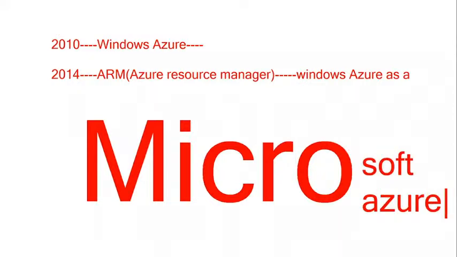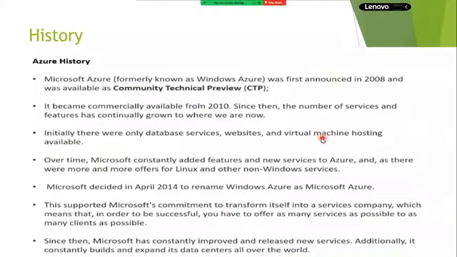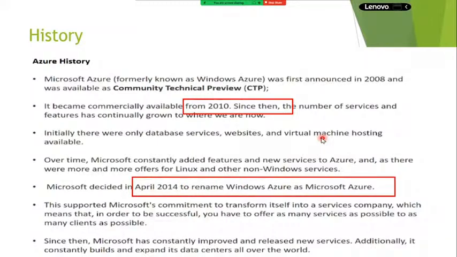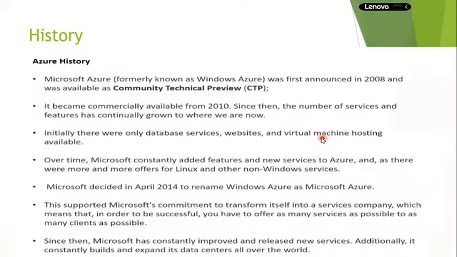Finally, now we are calling it Microsoft Azure officially in the market. So this is the one slide. In 2010 they introduced Windows Azure. Later, in the year 2014, they renamed Windows Azure as Microsoft Azure. This is the history of Microsoft Azure.